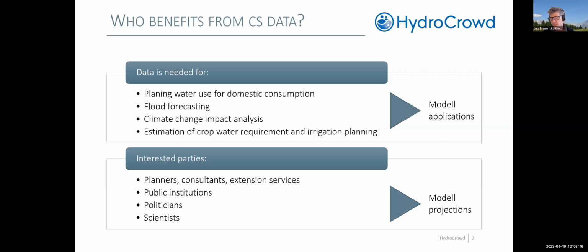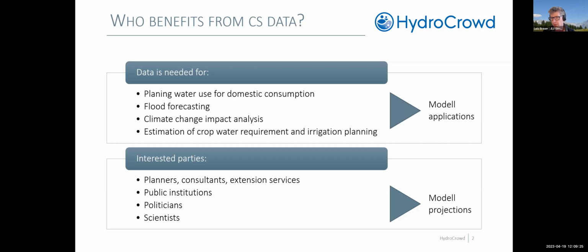That's why we think that the collection of citizen science data has its benefit, but the other benefit that we see is that the data could be used for model applications. The interested parties in these countries are the planners, the consultants, the extension services for the farmers, but also public institutions, politicians and scientists. And of course, depending on the country, there are other questions, like rivers for transport that need water. This was a big issue in Germany in the past summers, which have been very dry, and the large rivers were not able to be shipped.